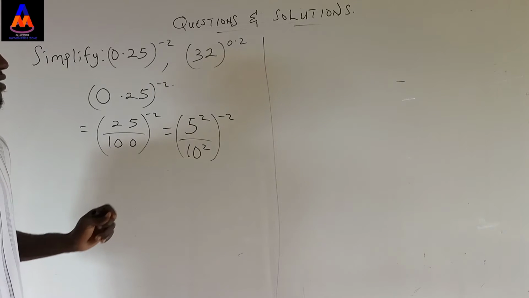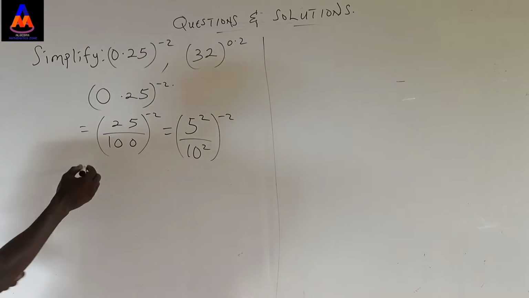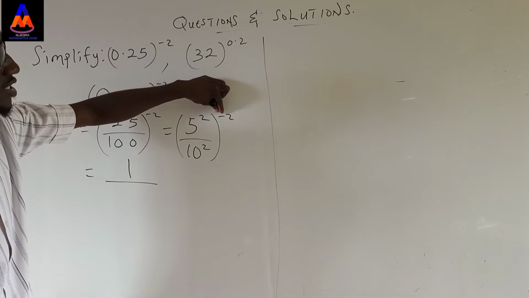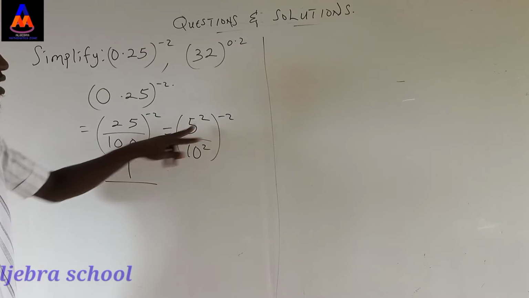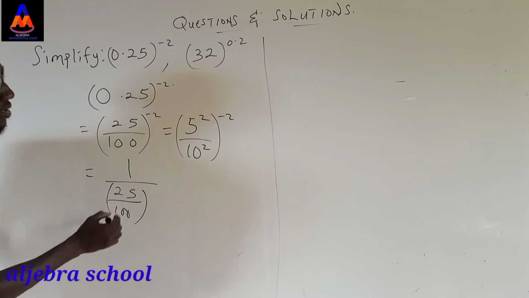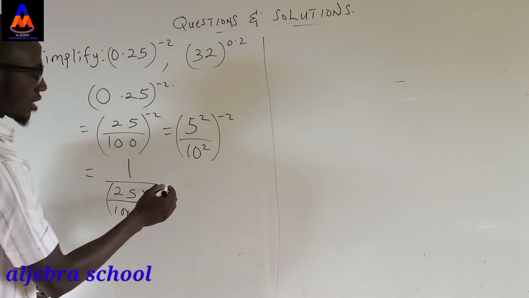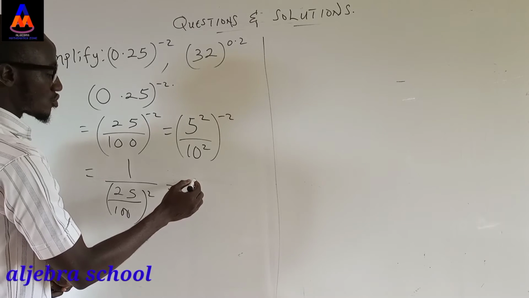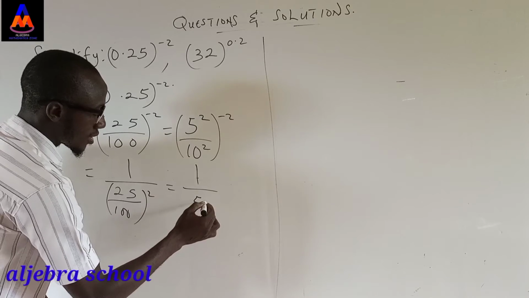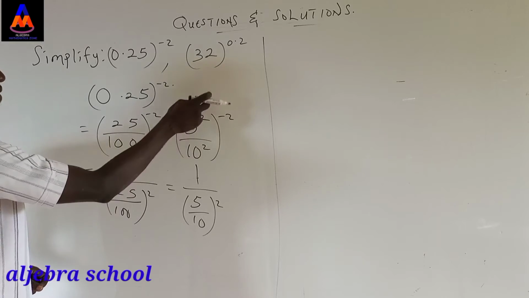The first thing we have to do is try and get rid of the negative sign. That was the rule that was stated to us. The rule of negative says that when you have a negative power, replace it with 1 over, then you write the number you have. This is 1 over 25 over 100 raised to the power 2, for instance. So you can have this as 1 over 5 raised to the power 2 over 10 raised to the power 2.